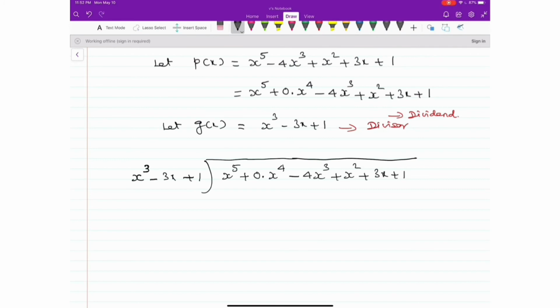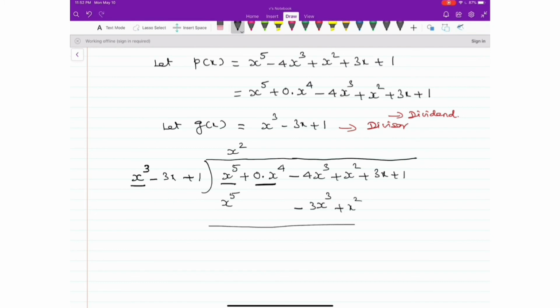If you see this dividend, you are having x power 5, but in the divisor it is x cube. So let me multiply it by x square to get x power 5. Then I will be getting here x power 5. Then minus 3x cube. So let me write it straight away here. Minus 3x cube. See, though I have written here 0 into x power 4, when I multiply, I am not getting that term at all. So I can just ignore it here. Okay. Then plus 1 into x square will give plus x square.